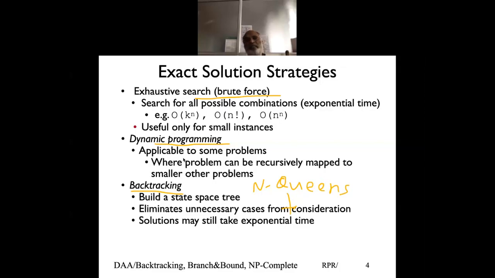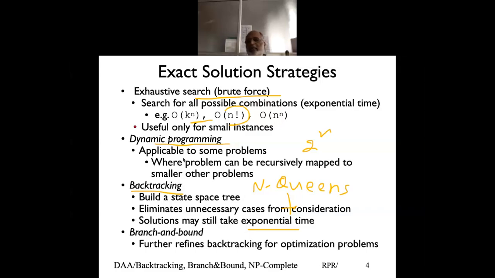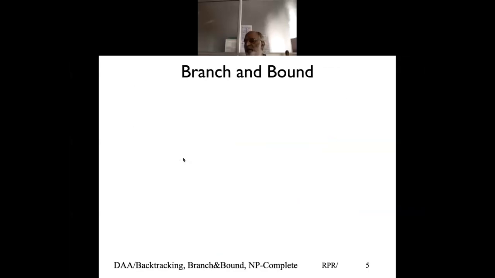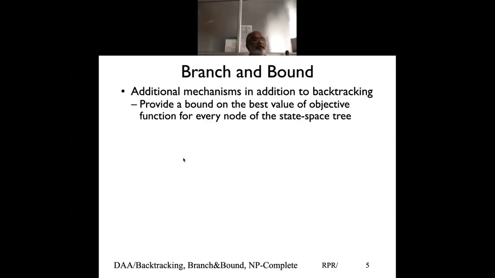And still the time remains exponential, even though from factorial n we might go to k raised to the power n or even 2 raised to the power n. Now we'll discuss what is called branch and bound, which is basically a further refinement of backtracking, primarily for optimization problems like minimum cost or maximum profit or something of that kind. So essentially, in addition to what we do in backtracking, we need to do some extra work.